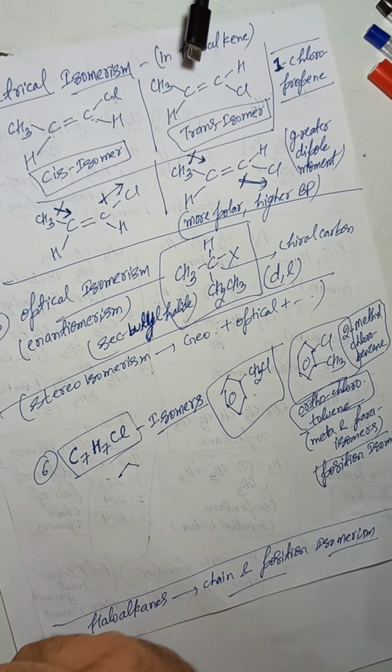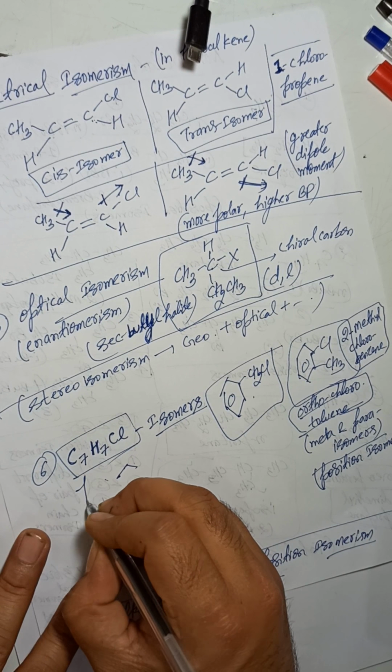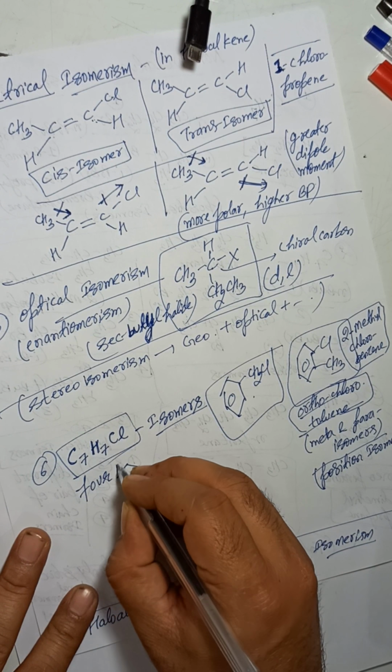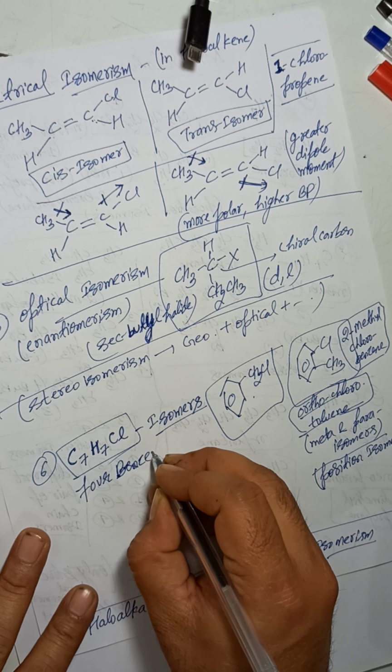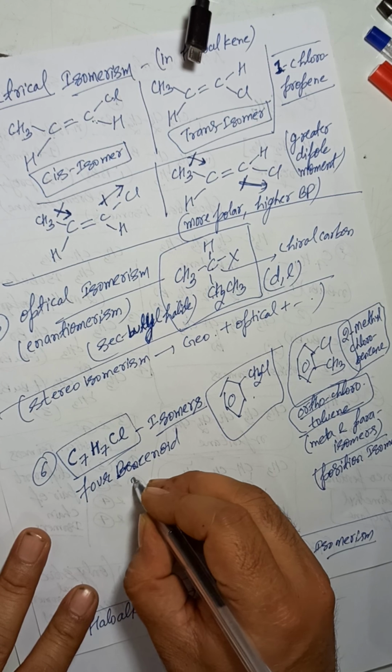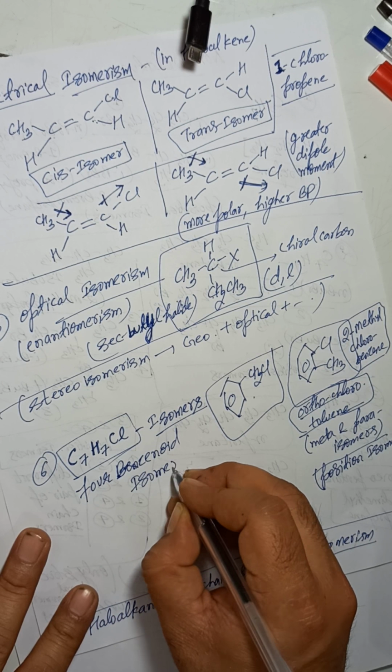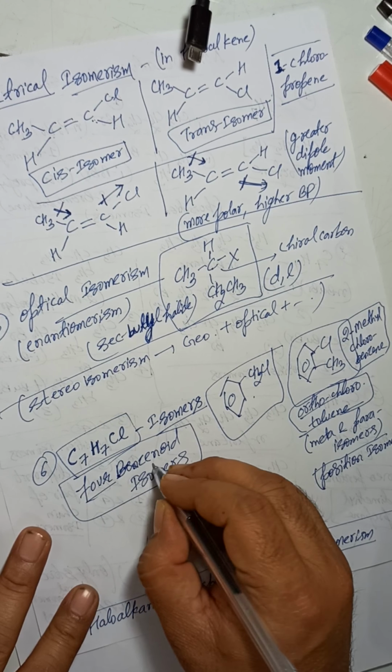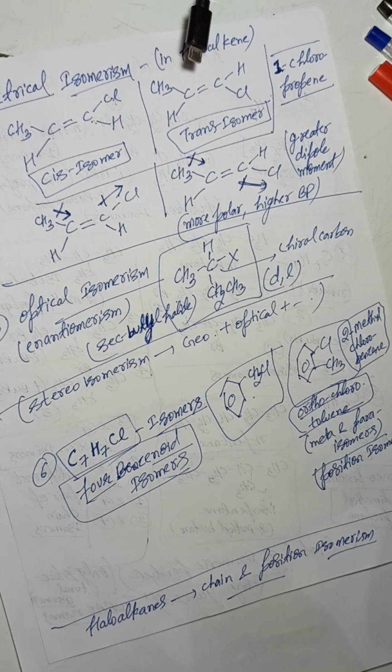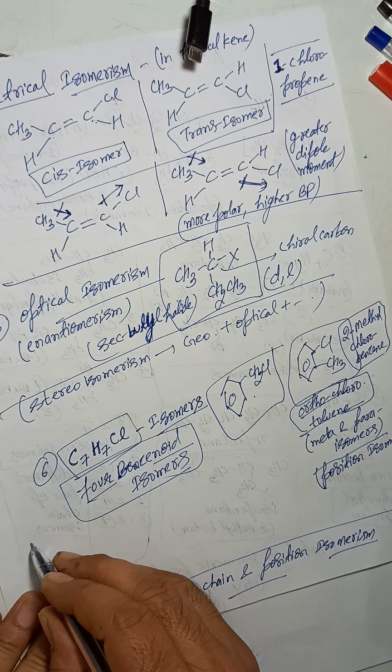Is there any other possibility? I think no. So 4 benzenoid isomers. What is the meaning of benzenoid here? I think you can get it very well. Benzenoid means benzene-containing rings.